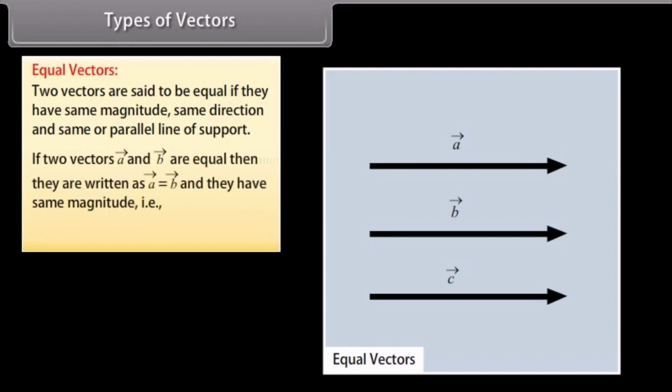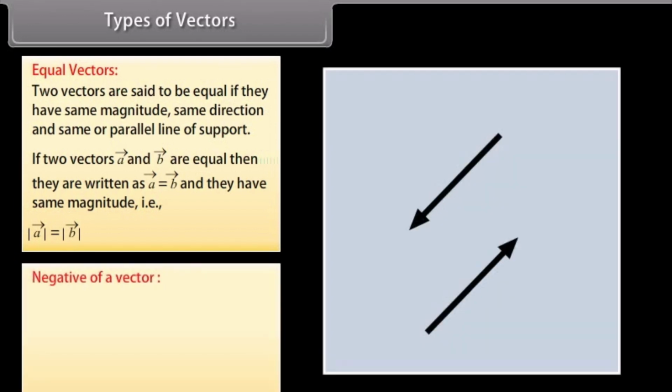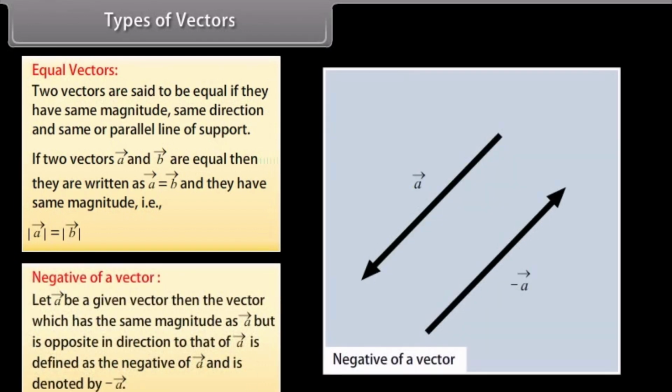If two vectors A and B are equal, then they are written as vector A equals vector B, and they have the same magnitude, that is, mod of vector A equals mod of vector B. Negative of a vector. Let vector A be a given vector. Then the vector which has the same magnitude as vector A but is opposite in direction to that of vector A is defined as the negative of vector A and is denoted by minus vector A.